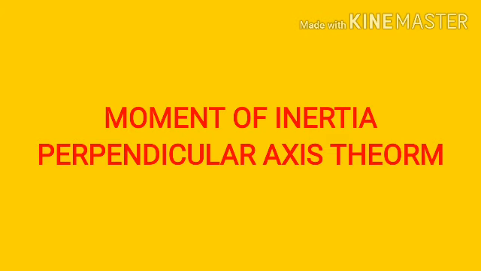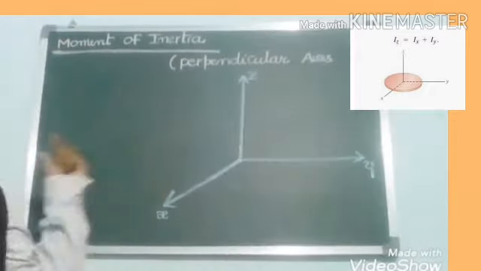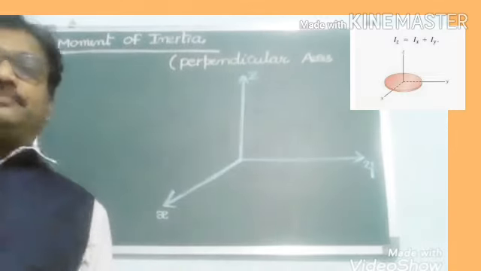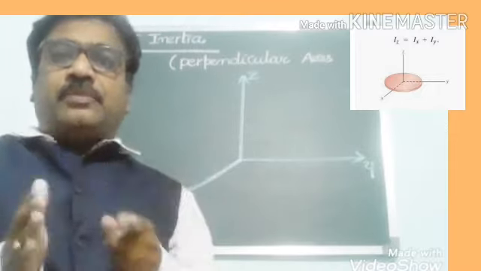Moment of inertia, perpendicular axis theorem: how can we define the moment of inertia of a plane about an axis perpendicular to it? It is equal to the sum of moments of inertia of the plane about two axes which are perpendicular to each other. Iz equal to Ix plus Iy. Now, as a part of moment of inertia, I am going to explain the perpendicular axis theorem. So, what is the perpendicular axis theorem? We already learned the parallel axis theorem. Now, I am going to explain the perpendicular axis theorem.